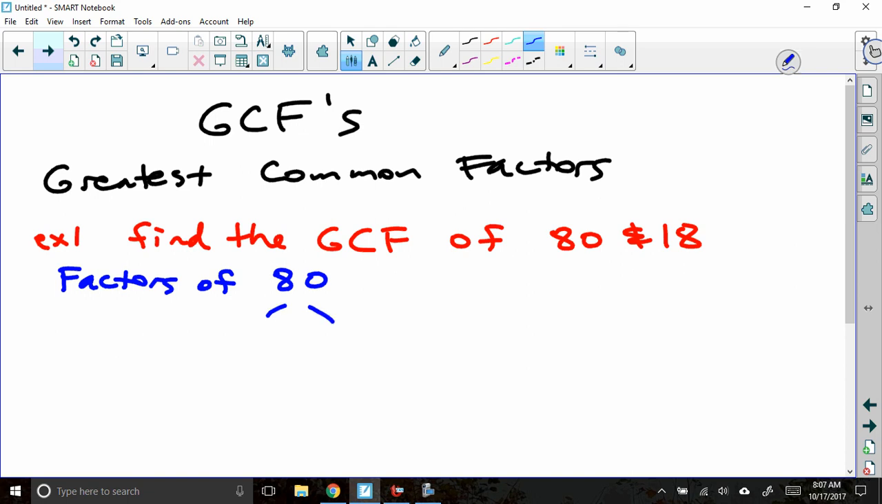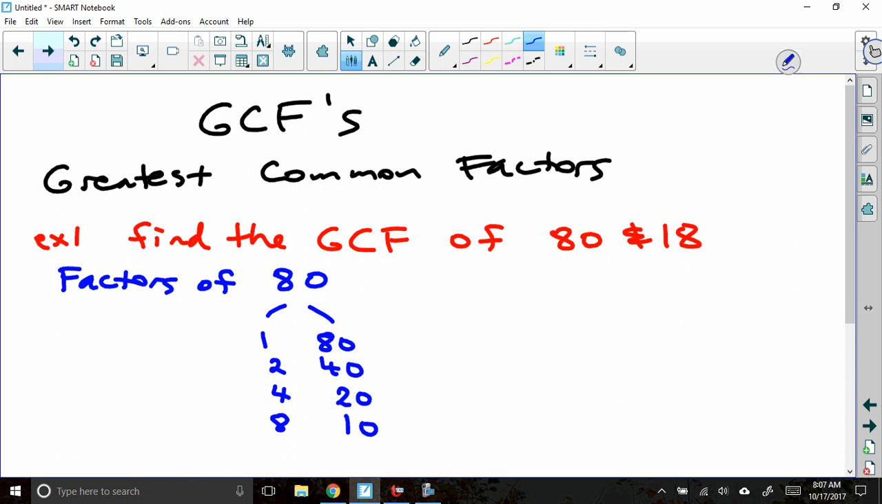The factors of 80. 1 times 80 is 80. 2 times 40 is 80. 80 is not divisible by 3. I guess 80 is divisible by 4. How many times? Okay, 4 times 20 would be 80. And I think that's it. There's no other factors of 80, right? Oh, 8 and 10. And that's going to do it. Okay, so those are 80's factors.